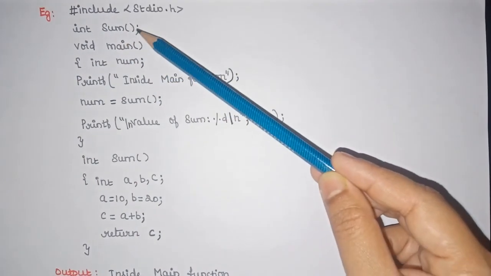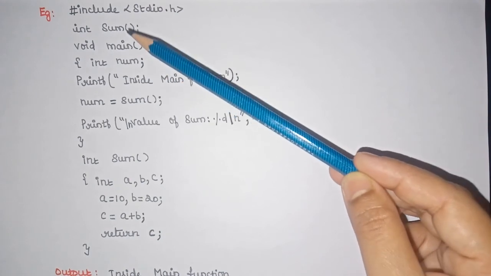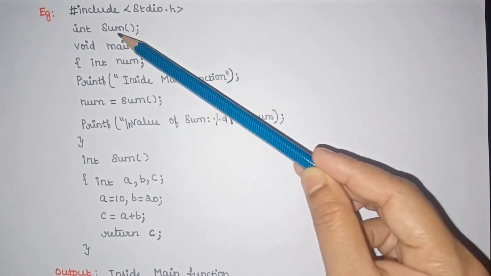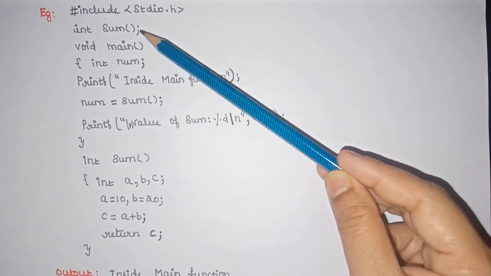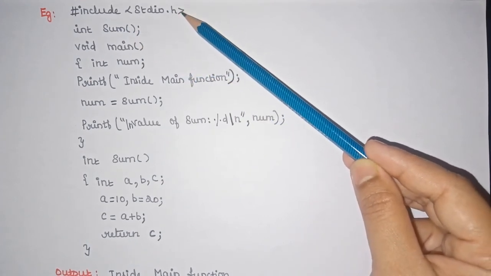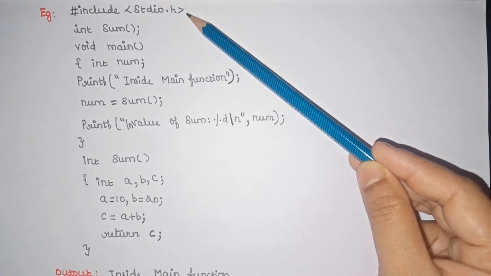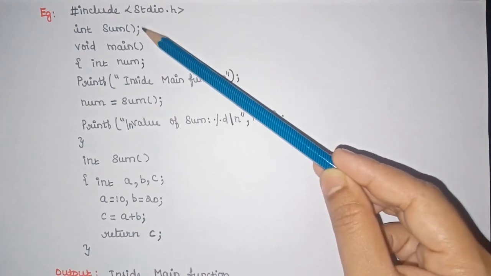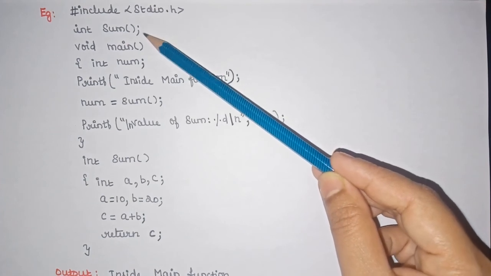That is, the user is going to declare, define and call this function, and here the function name sum is also given by the user. Okay, so starting with the header file. Here we are using the header file standard input output.h, followed by a function declaration. This statement is called the function declaration.